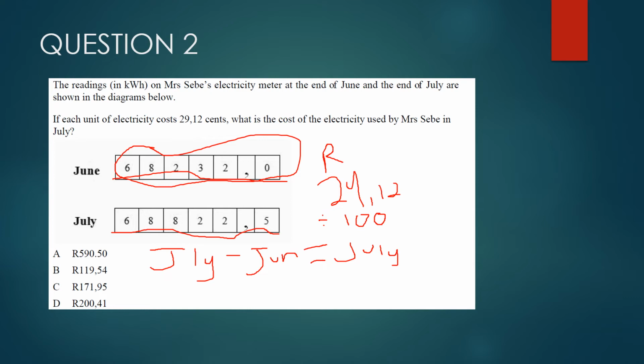So you want to know how much portion of 1 rand is 29.12 cents. Okay, so you get the answer and then you multiply by the units that you have received, and that will give you the amount that this person is supposed to pay for what? For July.